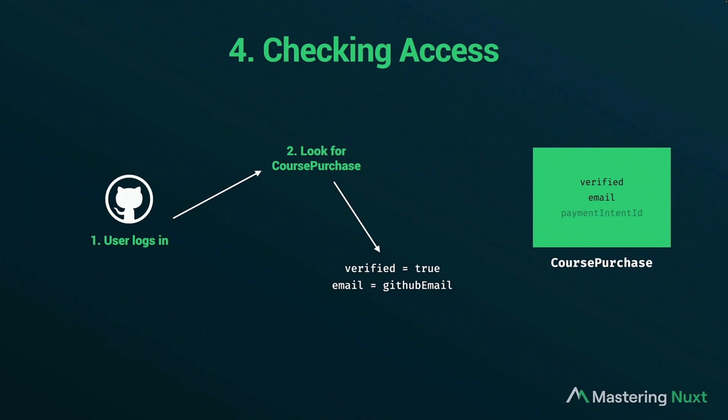So this will find any course purchase object that's associated with the user and associated with a successful purchase. If we find that object, we know that the user has access to the course. And if we don't, then they do not have access. Now that we've gone over the process for how we will grant access and then check for access in the course, now we need to implement that over the next few lessons.